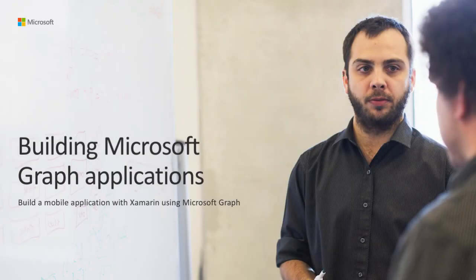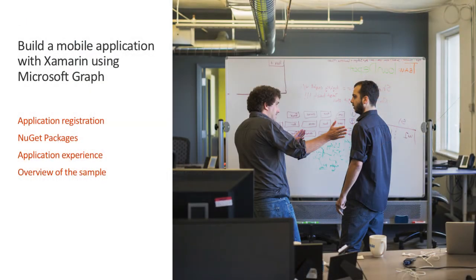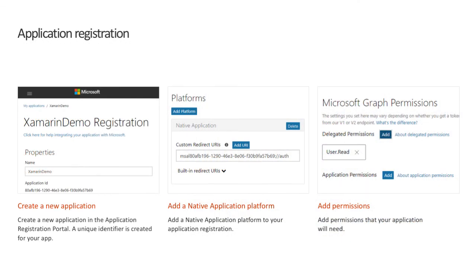In this final section in this module, we're going to talk about building Microsoft Graph applications using a mobile application using Xamarin in the Microsoft Graph. Specifically, we're going to look again at the application registration, the NuGet packages, the application experience, and then a brief overview of the sample.